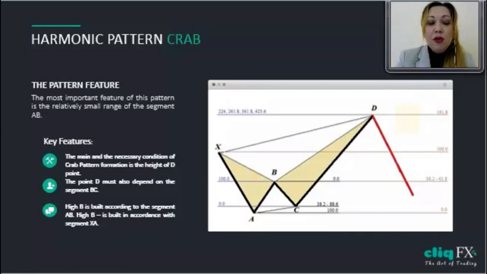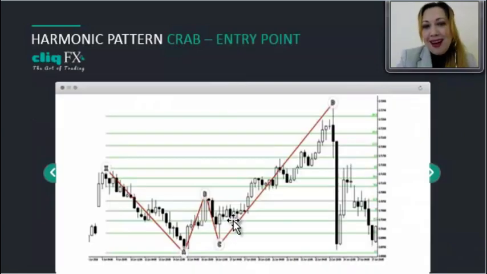And except for the previous condition about high D or point D, it also must depend on the segment BC. So the Fibonacci levels from the segment BC must be 224 and even higher. So this is the highest point of this harmonic pattern. And the rest of the conditions are the same as in butterfly patterns.